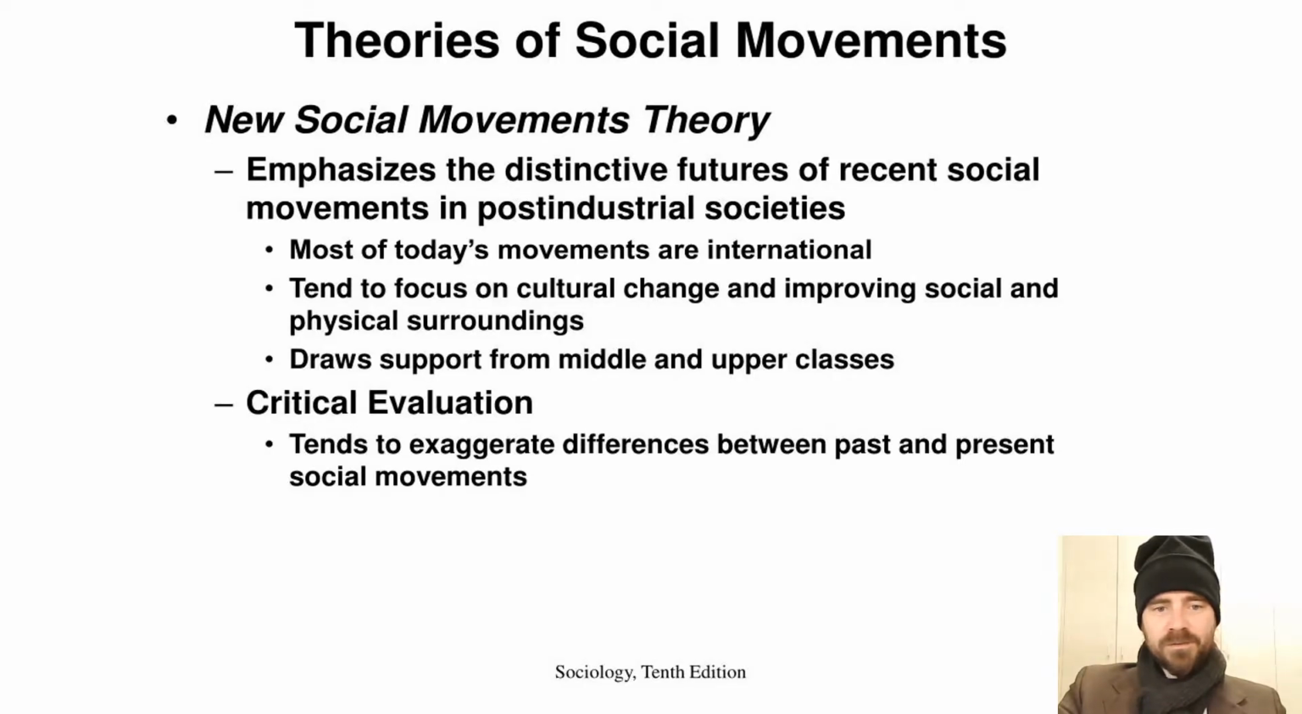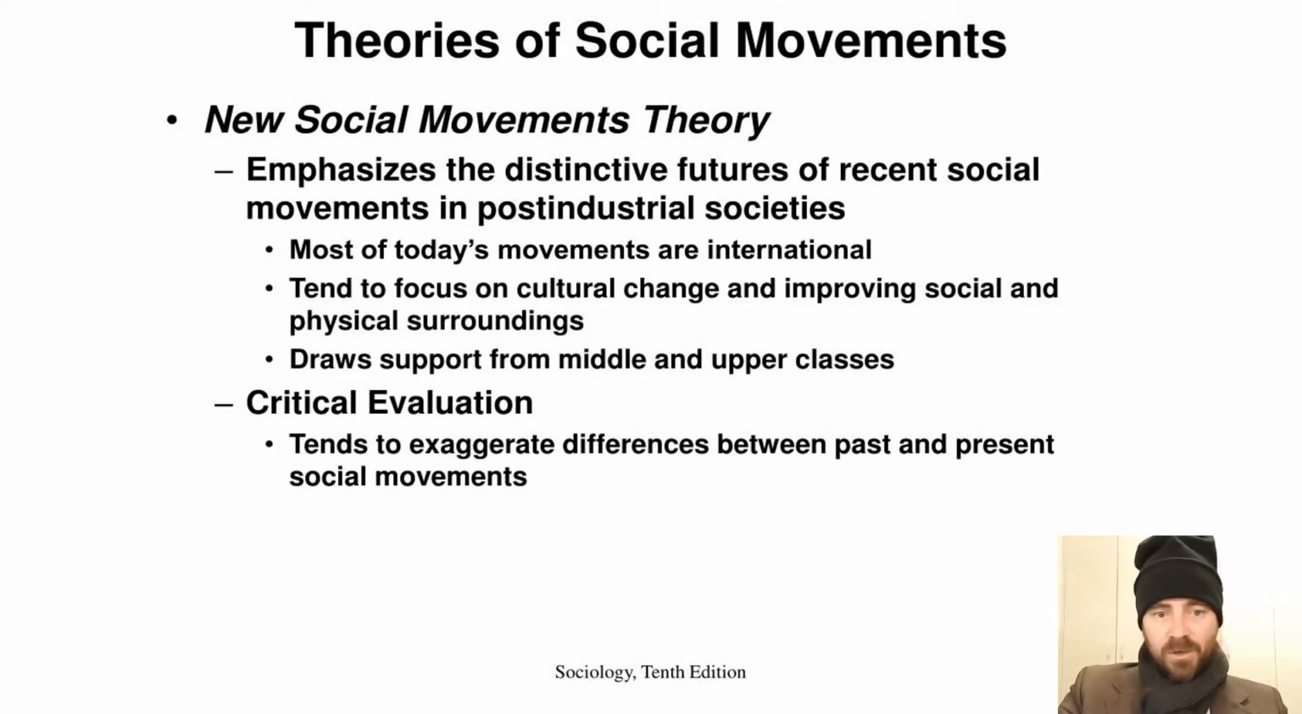Here's a little slide. You don't need to write this down if you don't want. This is just another slide saying the same thing in different words. So, new social movements theory emphasizes the distinctive features of recent social movements in post-industrial societies. And here's a good point. Most of today's movements are international. They focus on cultural change and improving social and physical surroundings, and they get support from the middle and upper classes. The people who have got the time and money and energy to stuff around with social movements. Yeah, the poor are too busy just trying to get by.